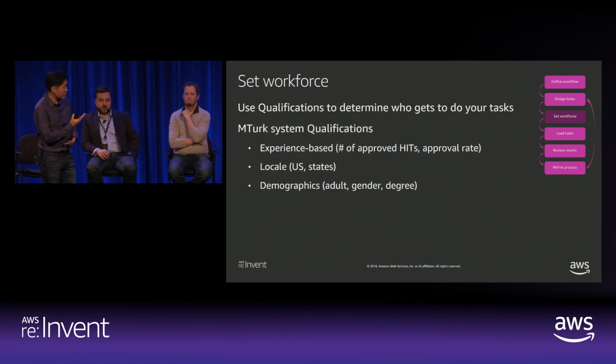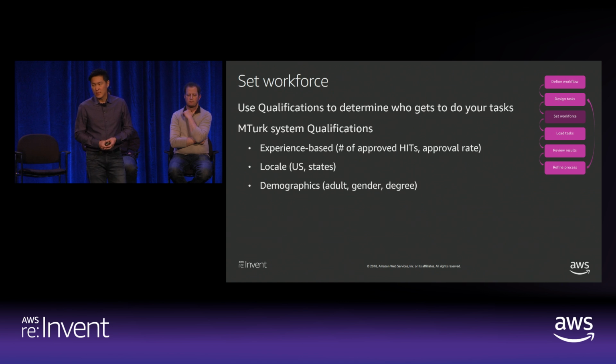So for instance, there are experience-based quals, such as number of approved HITs or overall approval rate. So you can limit your tasks to workers that have been approved for 2,000 HITs and a rate of 98%. There are also locale-based quals. So you can limit it to US-based workers or workers residing in a certain state. You also have access to a variety of demographic qualifications, such as age, gender, and education level.